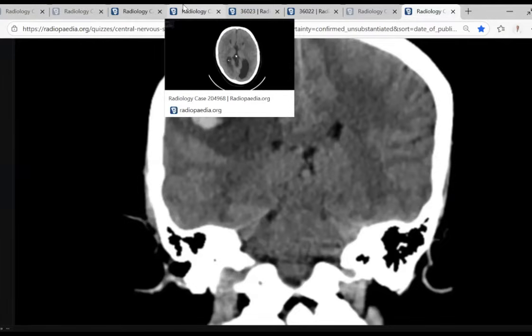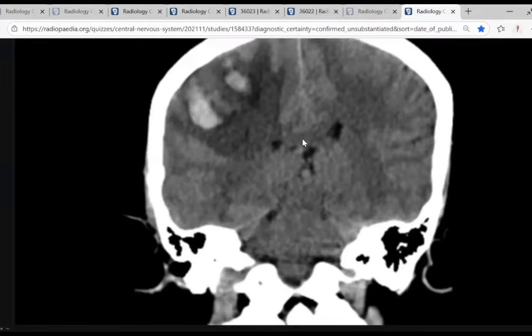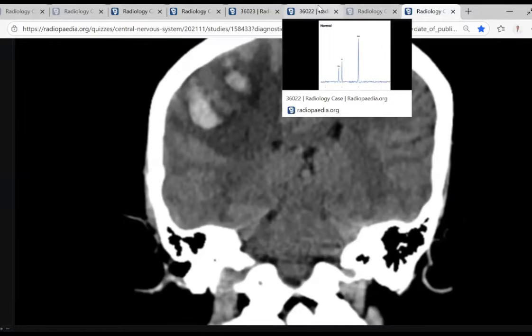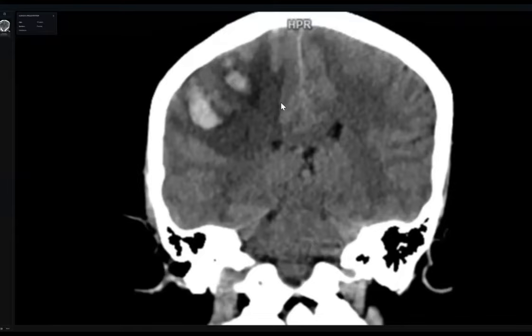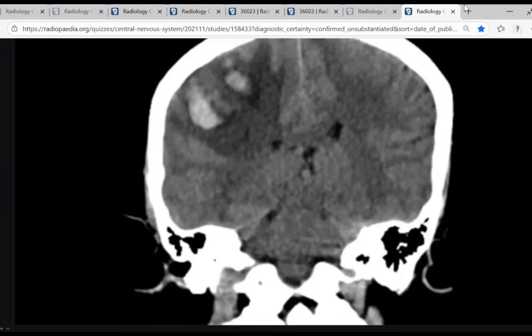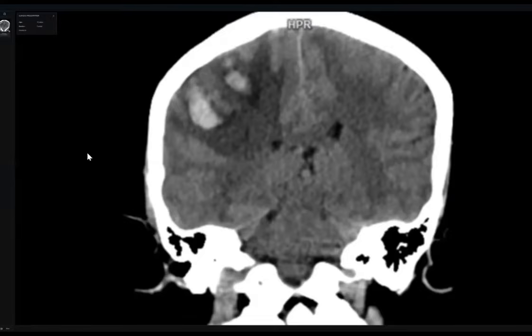So, what's your next step? So inform the physician, do an MRV or a CT venogram. Okay.